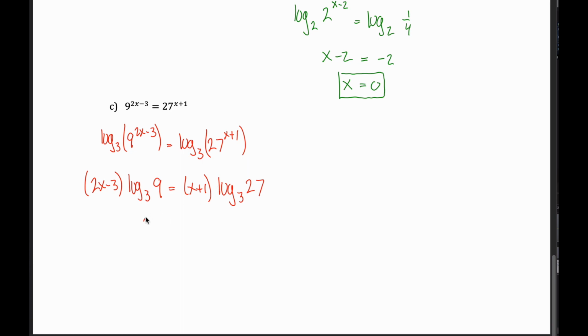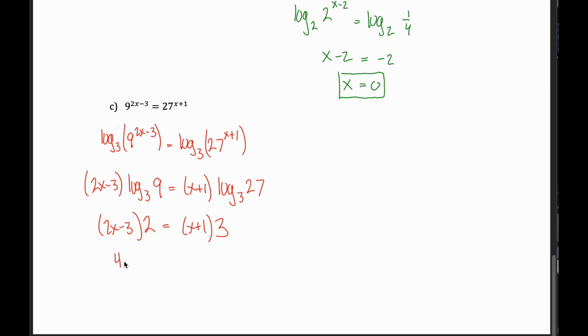The log base 3 of 9 is just equal to 2. So I get 2x minus 3 times 2 on the left side. And the log base 3 of 27 is 3. So I get x plus 1 times 3 on the right side. And the justification for those is 3 to the second power equals 9, and 3 to the third power equals 27. Now I just have a linear equation, easy enough to solve.